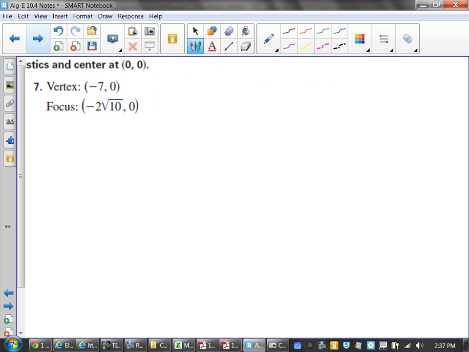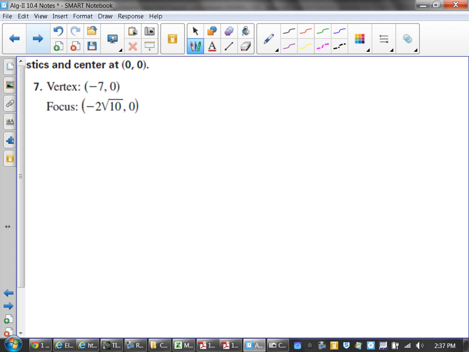We're centered at the origin still. We're centered at the origin. We have a vertex at -7 and a focus at -2√10. And I wanted to show you guys how you're able to figure out what B is. It's very easy to do. I want to make sure you guys see how this works.